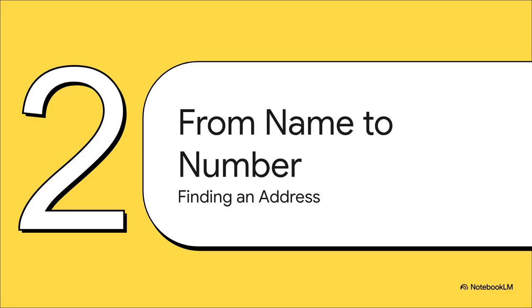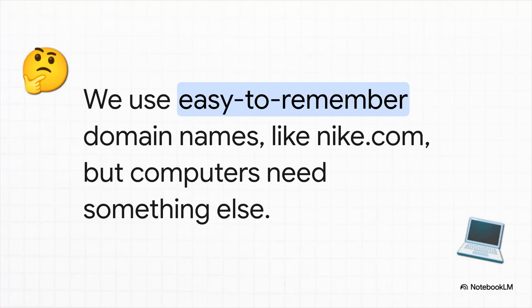Now, before our request can even think about leaving your computer, it needs an address. But the internet doesn't work with addresses like 123 Main Street. Nope, it needs something way more specific, something computers can actually understand. For us humans, it's easy. We navigate the web using simple, memorable domain names, like Nike.com. It just makes sense to us. But for the computers and routers that make up the internet, a name like this is basically a foreign language. They don't speak in words, they speak in numbers.